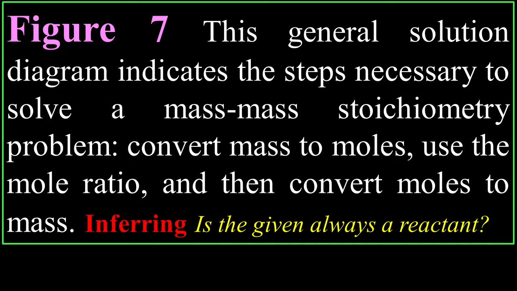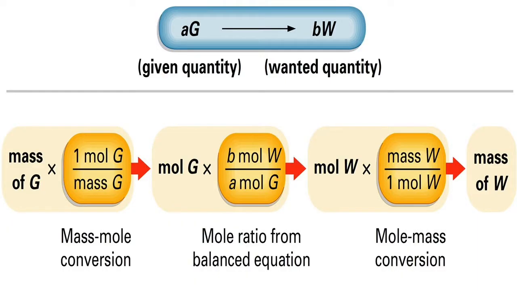Is the given always a reactant? And the answer is absolutely not. So you have the given quantity and the wanted quantity. Those are the moles, A and B are moles. So you multiply the mass of capital G, and you multiply that through.